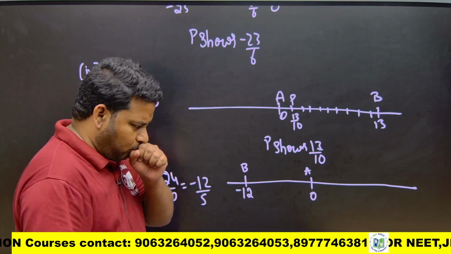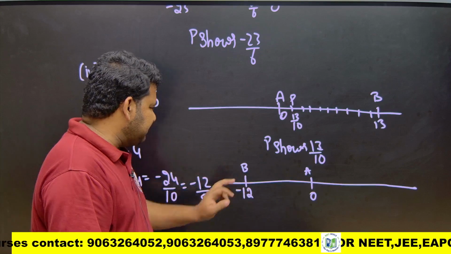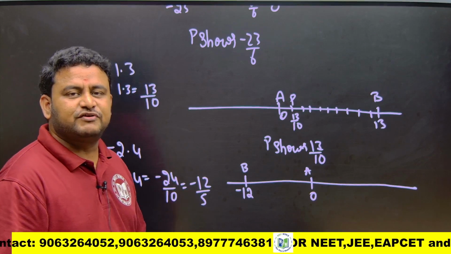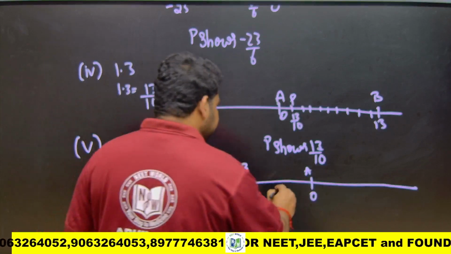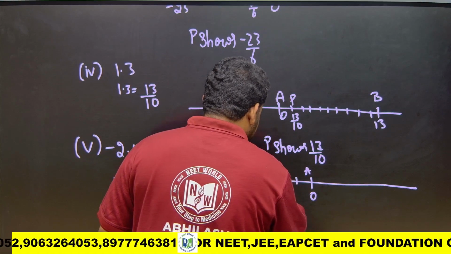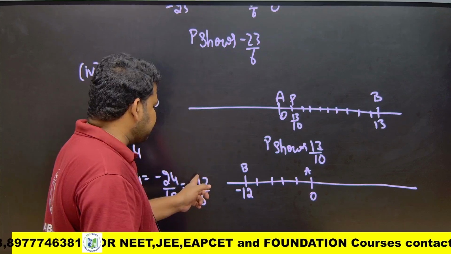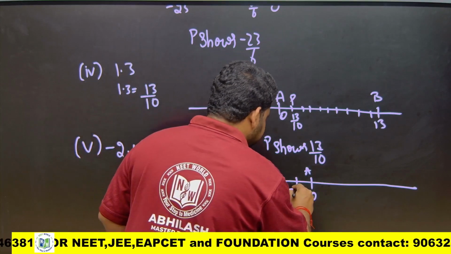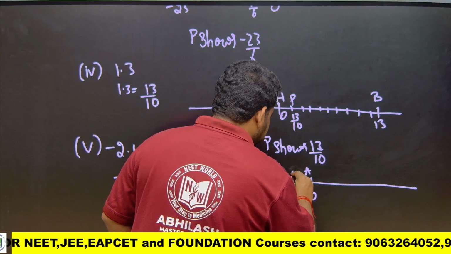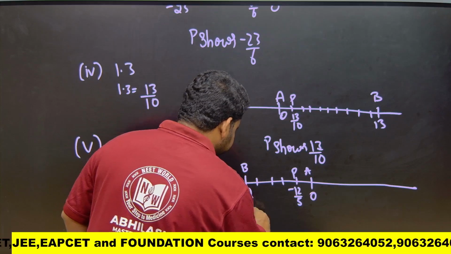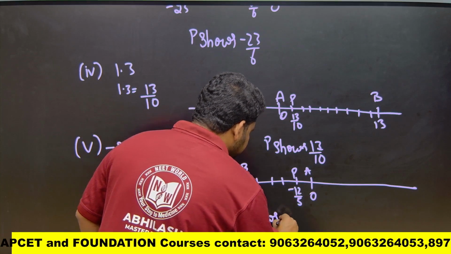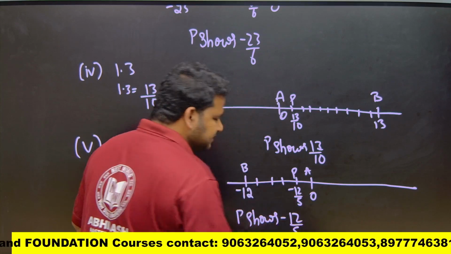Between A and B, we have to divide it into how many parts? We have to divide it into 5 equal parts: 1, 2, 3, 4 and 5. They are telling 1 by 5 of minus 12, that is nothing but minus 12 by 5. This is point B. Here the point P shows minus 12 by 5. This is how you have to show it.